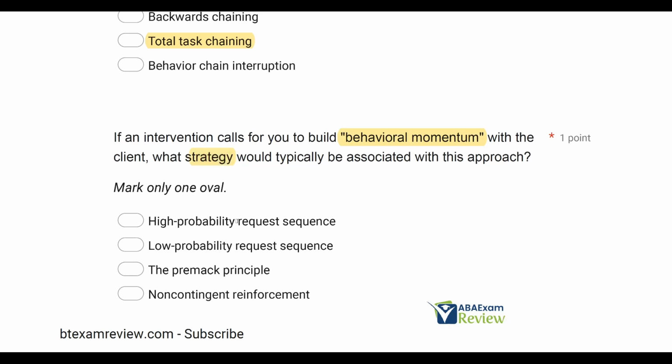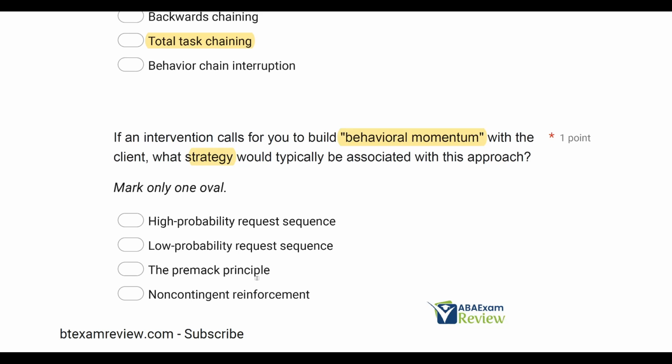Is it A, high probability request sequence? Well, yes, with a high probability request sequence, we are asking them a bunch of high probability requests that we know they can do and that we know they will do. And then once momentum is built, we follow it with that low probability request. It is not B, it's not a low probability request sequence, it's a high P sequence.